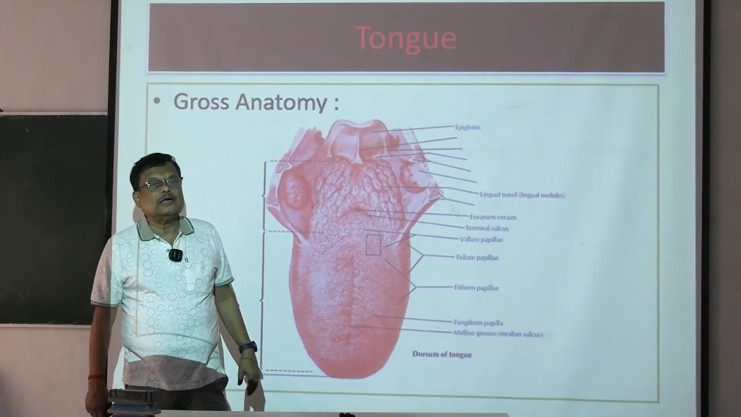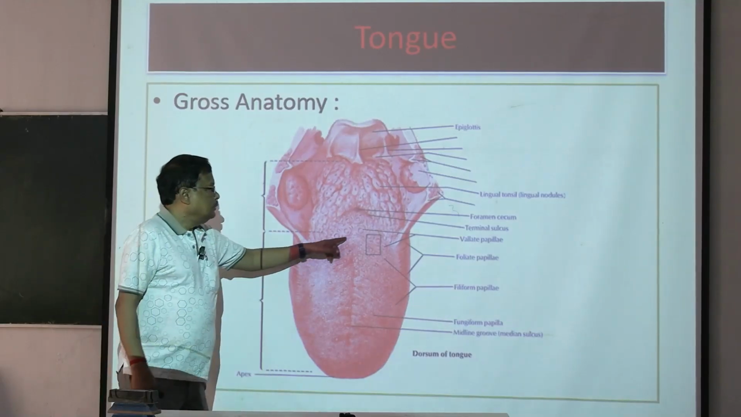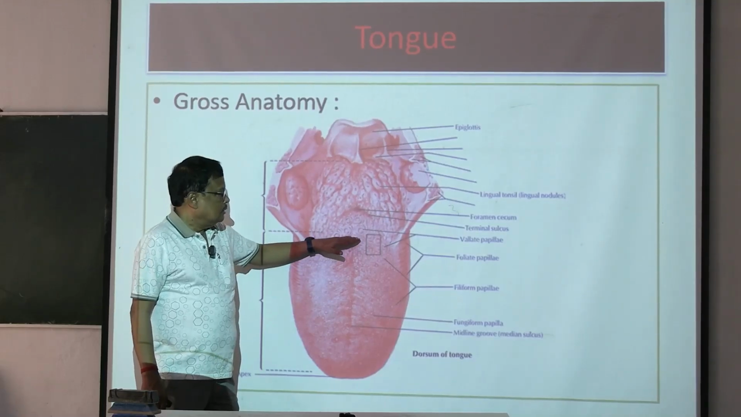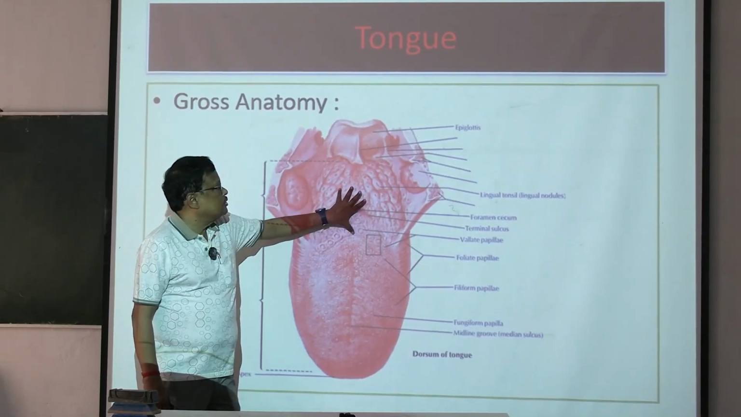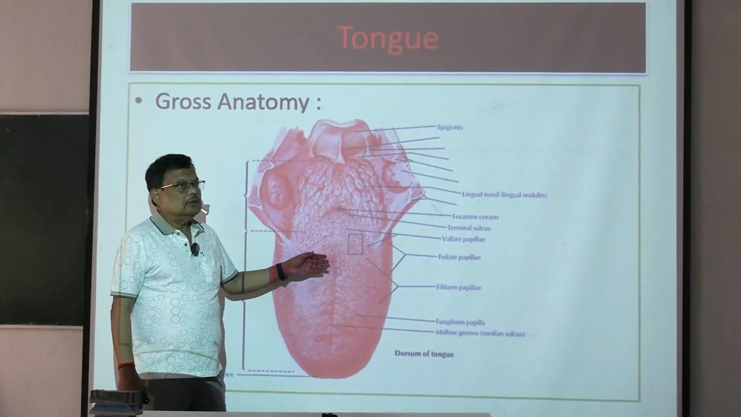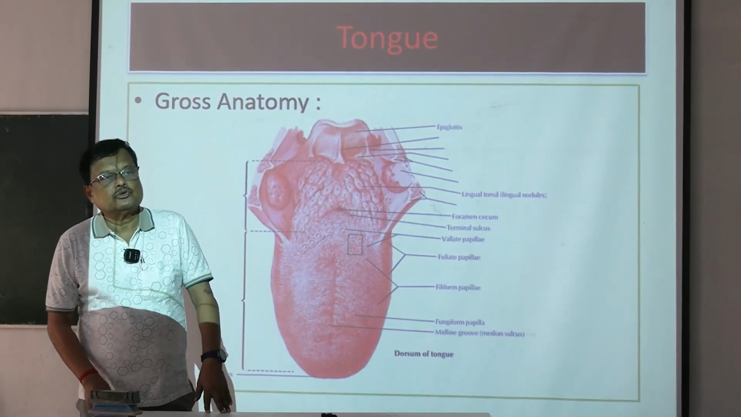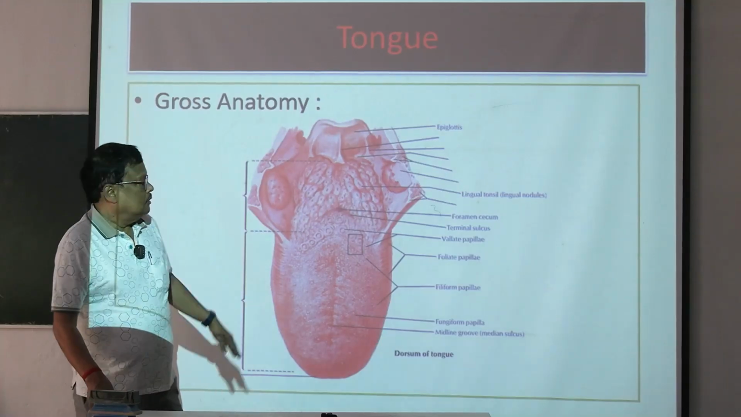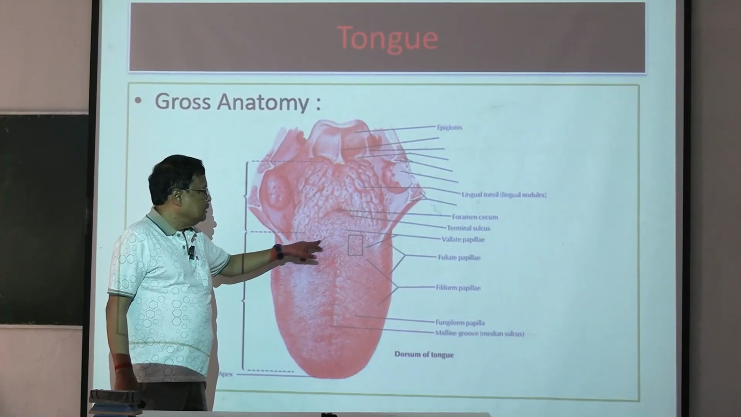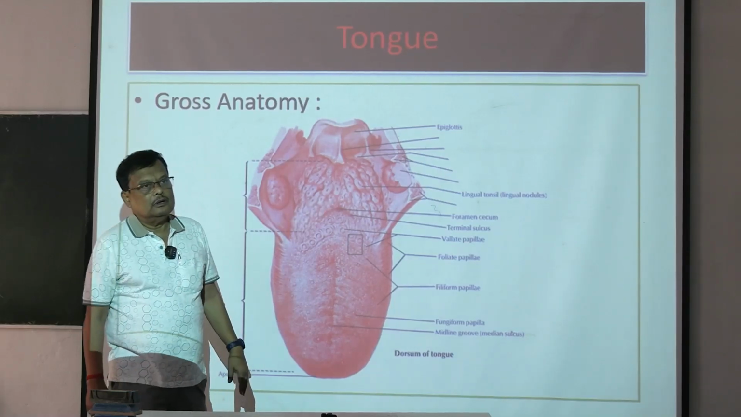This groove we call a sulcus, plural sulci, and we call it the sulcus terminalis because it separates the anterior 2/3 from the posterior 1/3 of the tongue. There are gross differences between the properties of the anterior 2/3 and posterior 1/3 of the tongue. So, in the dorsal surface, the Foramen Cecum and Sulcus Terminalis divide the tongue into anterior 2/3 and posterior 1/3.